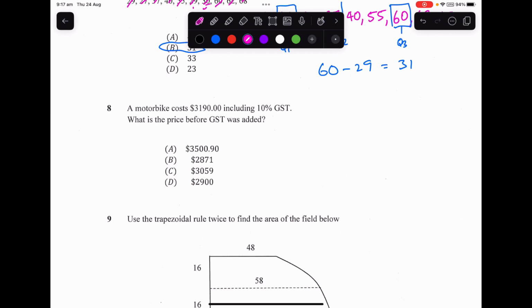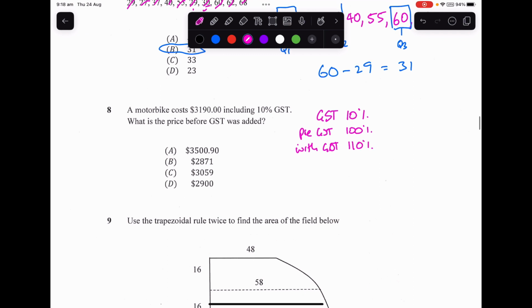A motorbike costs $3,190, including 10% GST. What is the price before GST? Okay, so let's remember that GST is 10%. Our pre-GST price is 100%, and with GST, the price is 110%. So if it tells me that I've got $3,190 including GST, this is going to be my 110%.